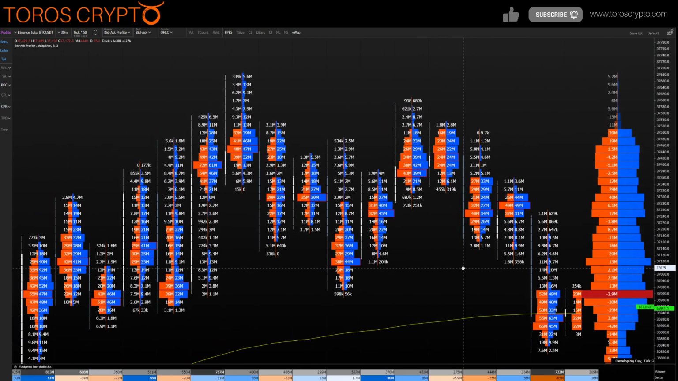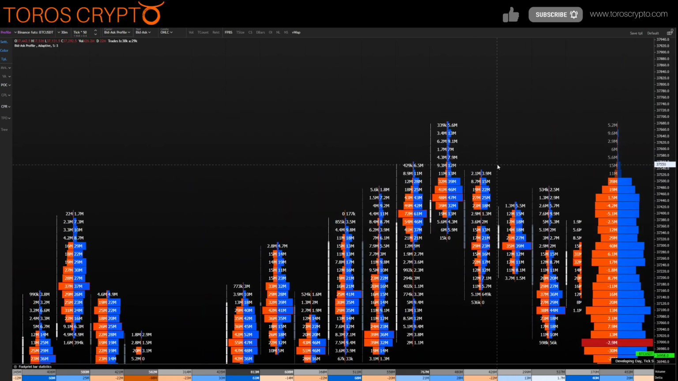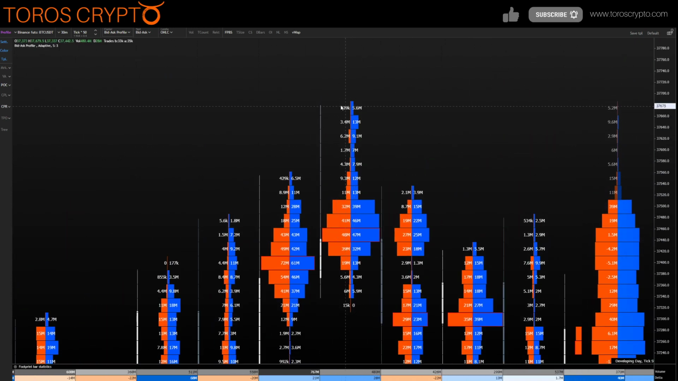If you come back up and look at the upper end of things, up at the highs, again, this candle here, very clearly, this is 5.6 million, 13 million, 9.1 million in comparison to a lot of these candles.